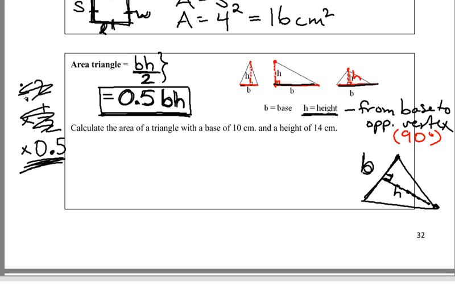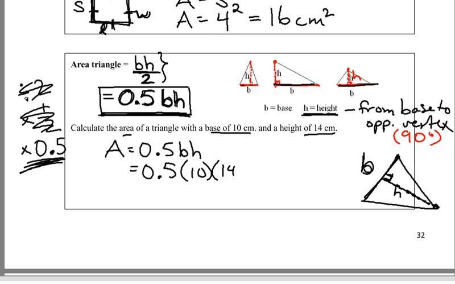So, a couple things to think about with triangles, but we want the area of a triangle with a base of 10 centimeters and a height of 14. So area is 0.5 times base times height. That's what I like to use. 0.5 times the base, which is 10, times the height, which is 14. That works out to be 70 centimeters squared.